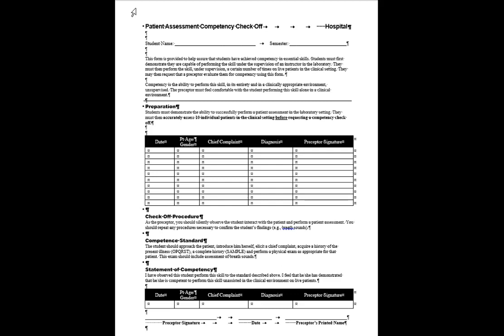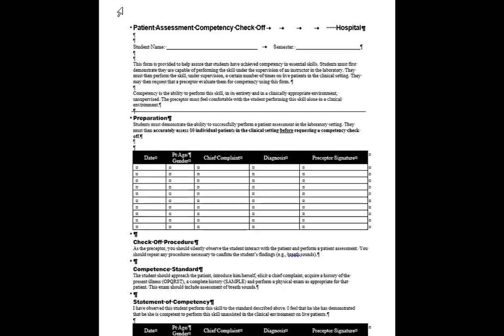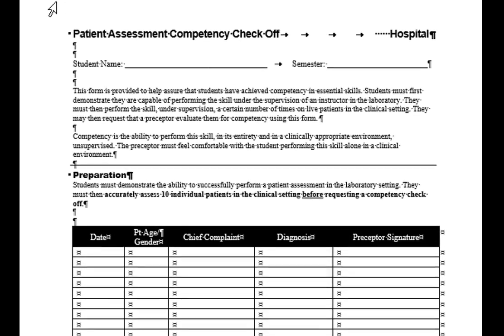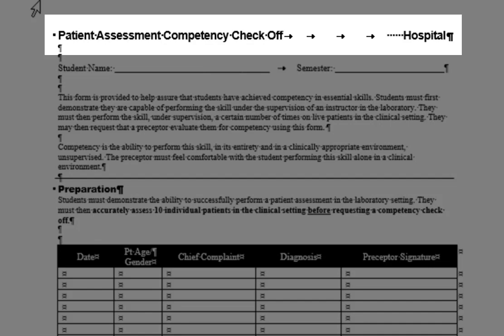The final document that we'll talk about is the competency checkoffs. You'll have several of these, and they cover different locations and skills. So look through your packet and find these, or find copies of these, so that you can follow along. The competency checkoffs are actual evidence that you're able to perform the skill to a standard on a patient. For example, the one that we're looking at here is patient assessment competency for the hospital.